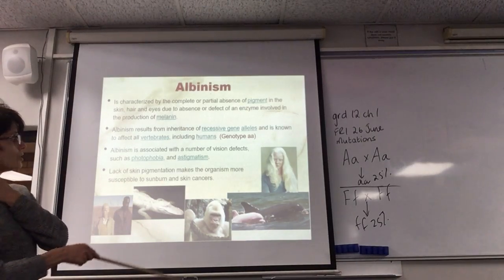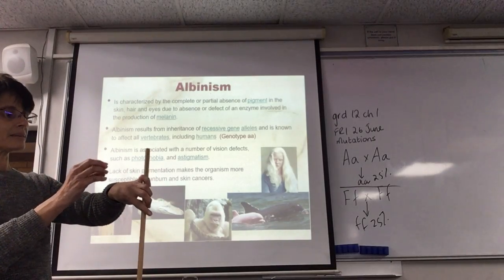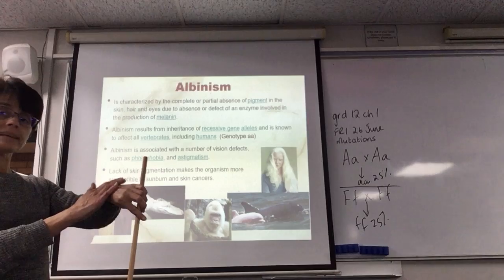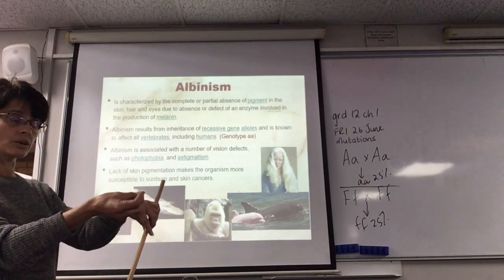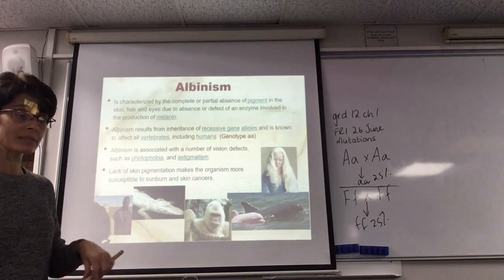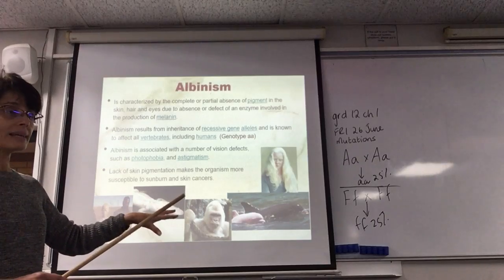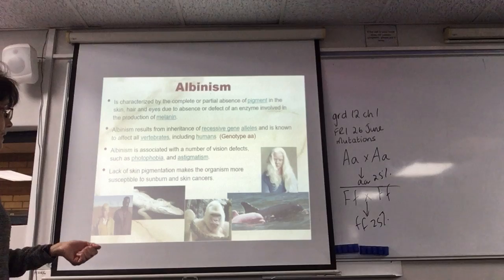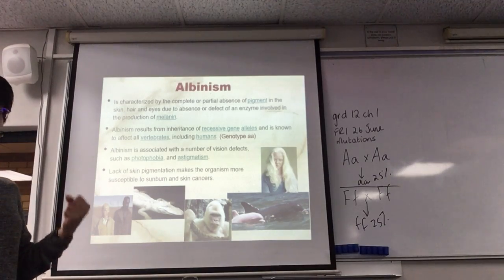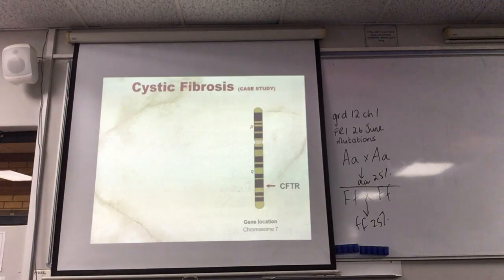And because they don't have pigments, unlike me, I've got a brown skin, which prevents too much UV light from passing into my skin, which could damage DNA and cause cancer, cause DNA to mutate. So if they don't have any melanin, then they are very prone to skin cancer because there's no filtering of UV light. And also the eyes are very susceptible to light. Okay? So then cystic fibrosis.